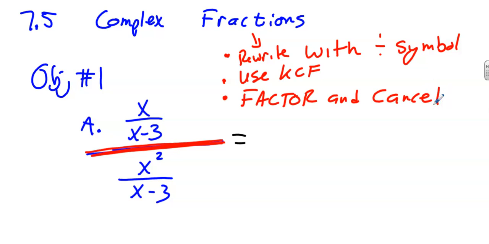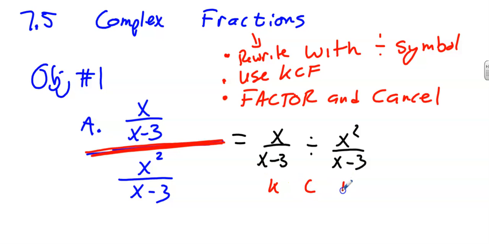Okay, so complex fractions. Biggest thing you have to do is rewrite it with your division symbol, use keep, change, flip, and then you factor and cancel. Now, they'll get a little bit more complex, but that's pretty much the basics of everything that we're going to do. So we've got x over x minus 3 divided by x squared over x minus 3.